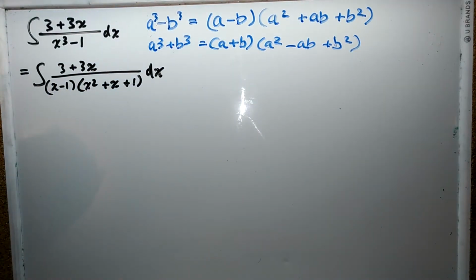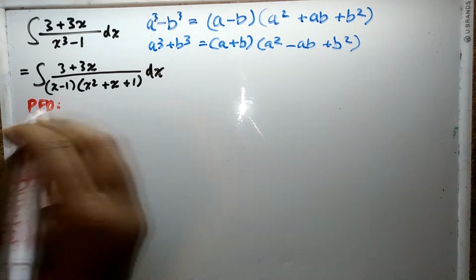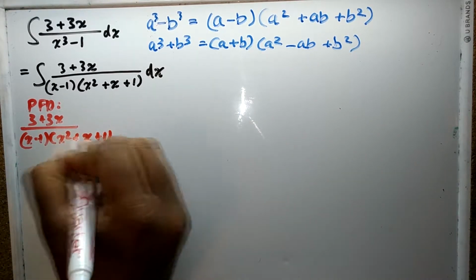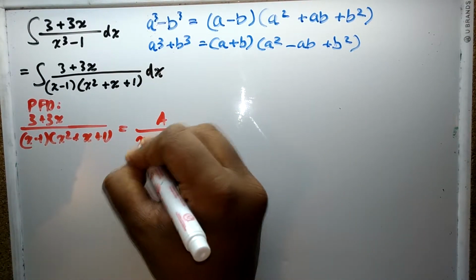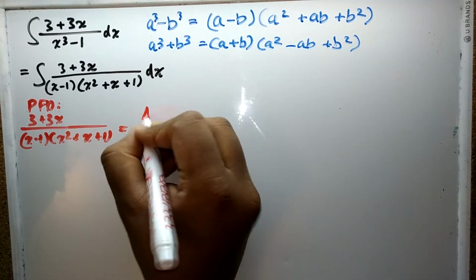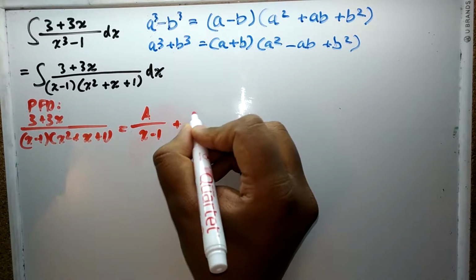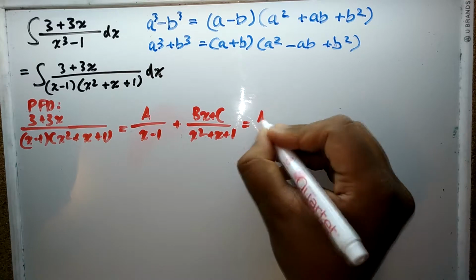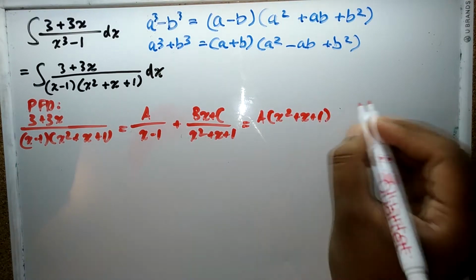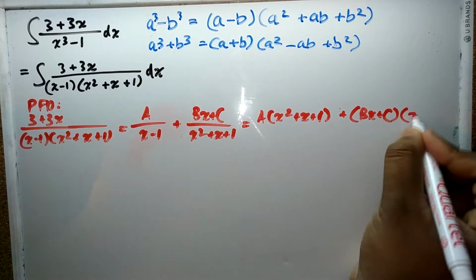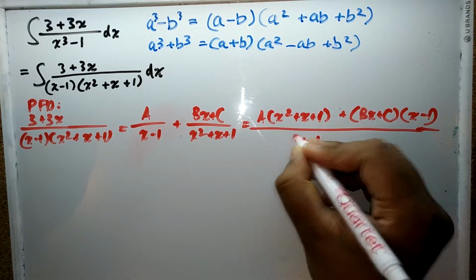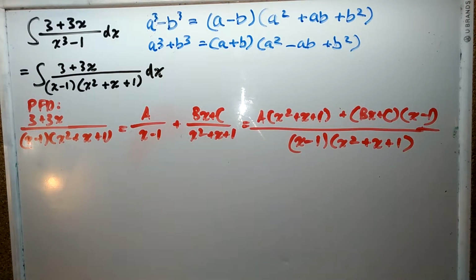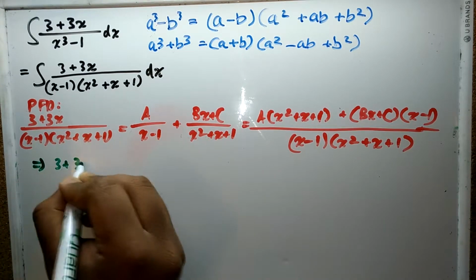So we can replace our original integral with that using the formula, and then we can do a partial fraction decomposition of that. So we're going to get a over x minus 1, and then for the x squared plus x plus 1, it's going to be bx plus c over x squared plus x plus 1. And then we can just cross multiply, so we get a times (x squared plus x plus 1) plus (bx plus c) times (x minus 1). And then the numerators, we can just let them equal to each other.